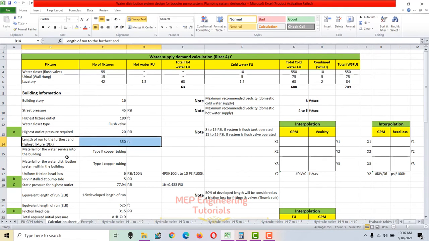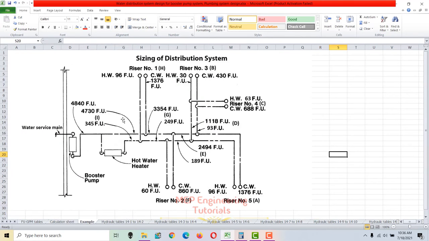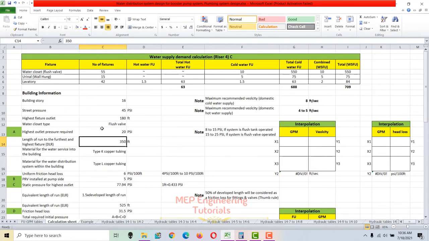So next thing, we have to check the length of run to the farthest and highest fixture. So we need to write that length in here. You have to go to your drawing and mark the lengths of each section, riser and everything. Since we know that our water closet is the highest and the furthest outlet, up to that outlet we have to check the length and write it in here. Let's say we got 350 feet as the length of run to the furthest and highest fixture. We have to write 350 feet in here. This is called DLR, that is developed length of run.